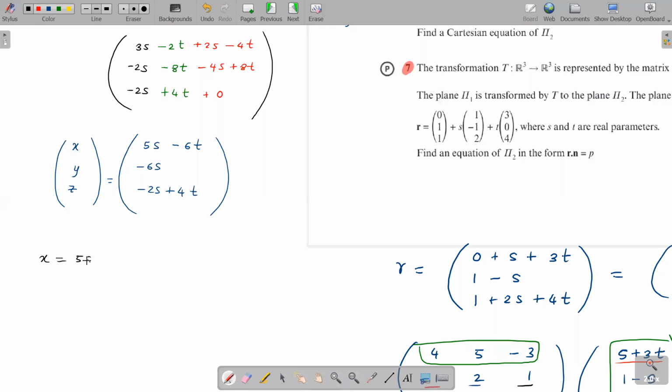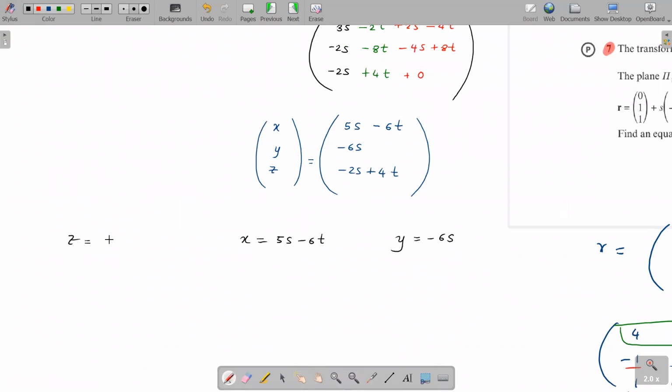X is equal to 5S minus 6T, equation number 1. Y is equal to minus 6S. I think you can see here that I have a good substitution for S now. Can you see? And Z is equal to minus 2S plus 4T. Okay, how do we get rid of the S? Shall we first get rid of T? Wait, Z is equal to what? Minus 2S plus 4T. I'll write it right over here. Okay, what do you want to get rid of first? You can get rid of T first or S first.